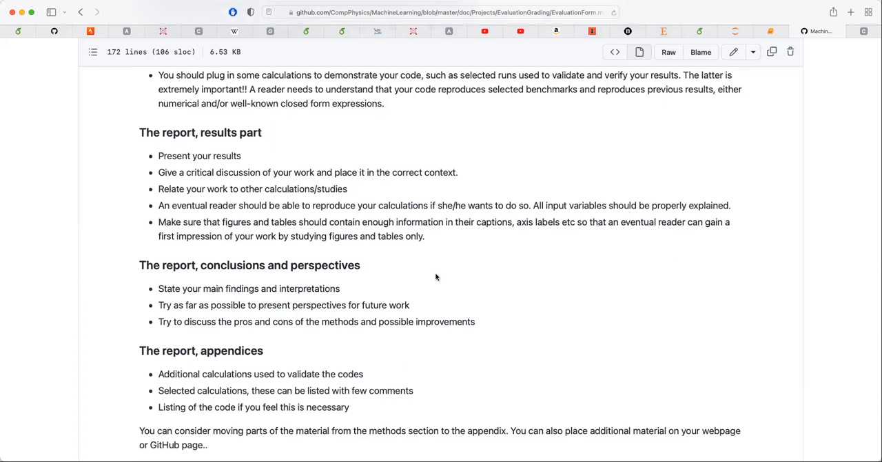Any questions so far? Okay, so for some of you, this is a little bit boring, but many of you have never written a report before.